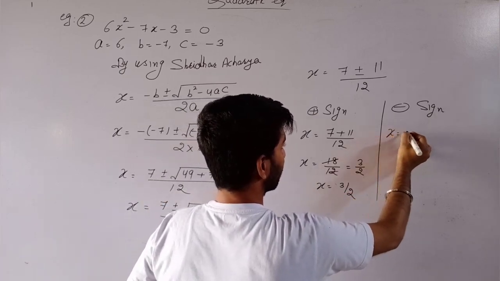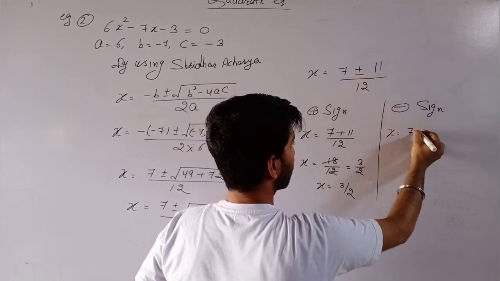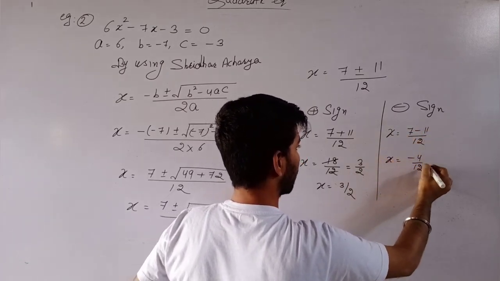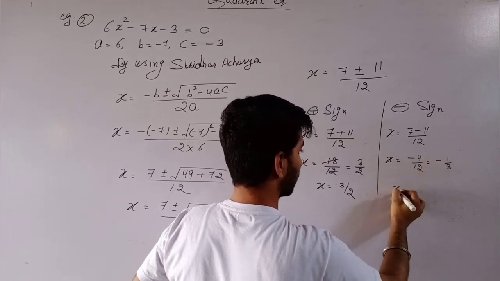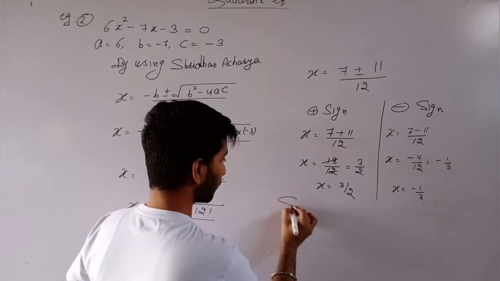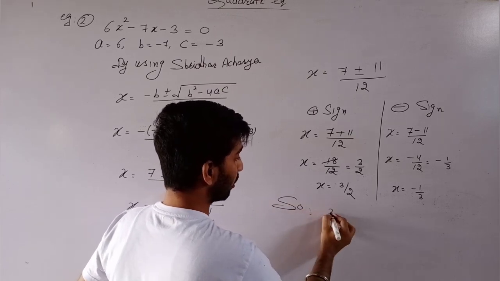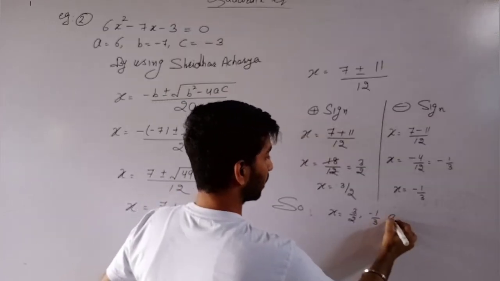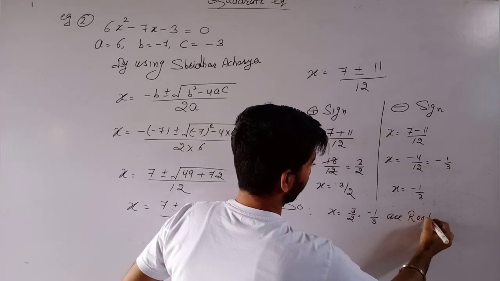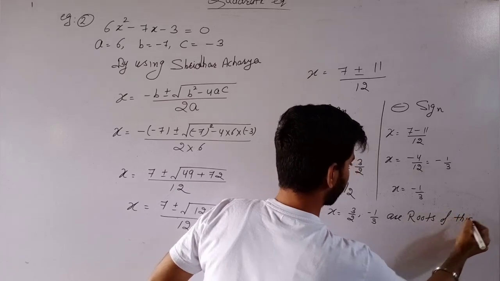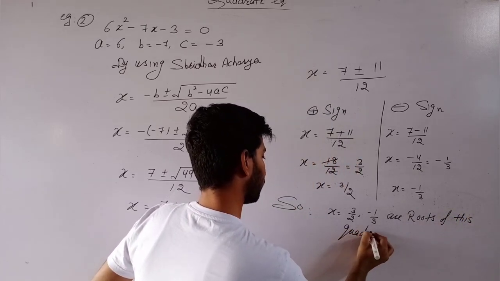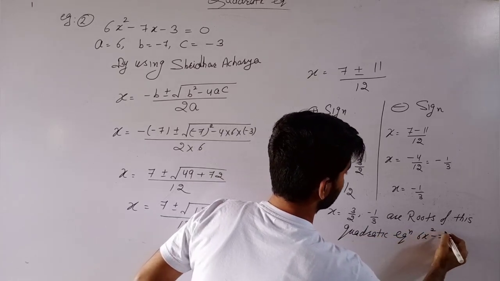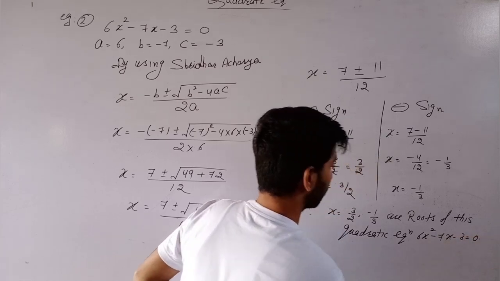In this, x is equal to 7. We take the negative sign, so minus 11 by 12. 7 minus 11 is minus 4, by 12. Minus 4 times 1 is 4, 4 times 3 is 12. So here we have two values of x, 3 by 2 and minus 1 by 3, which are the roots of this quadratic equation 6x squared minus 7x minus 3 is equal to 0.